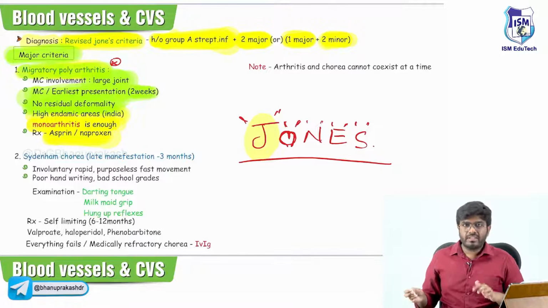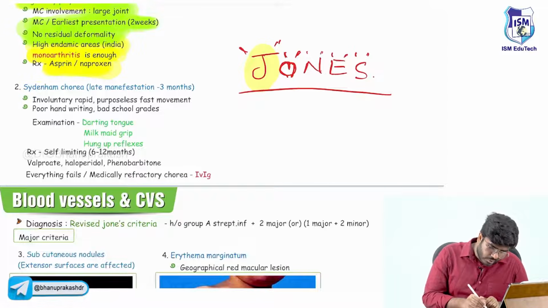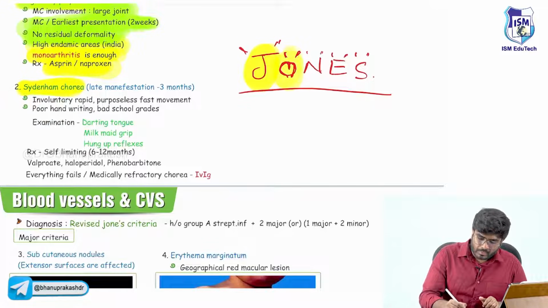Done, sir. Treatment is done with aspirin. Next, Sydenham's chorea. Okay, Sydenham's chorea, sir. So J completed, O completed, joint involvement, pancarditis, cardiac involvement is also completed. Now let's talk about Sydenham's chorea.